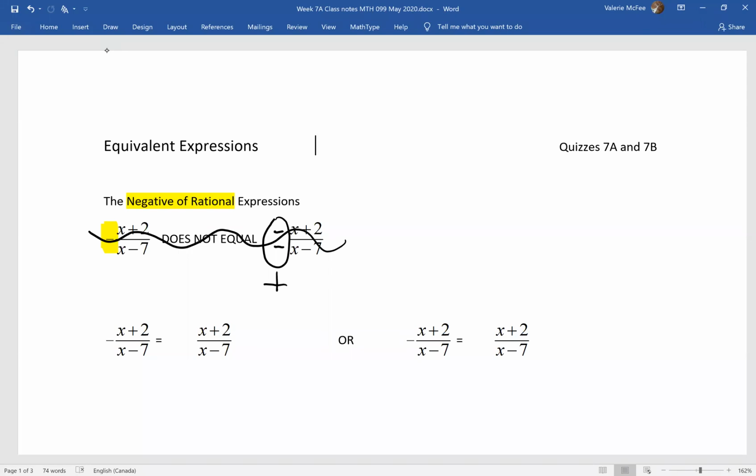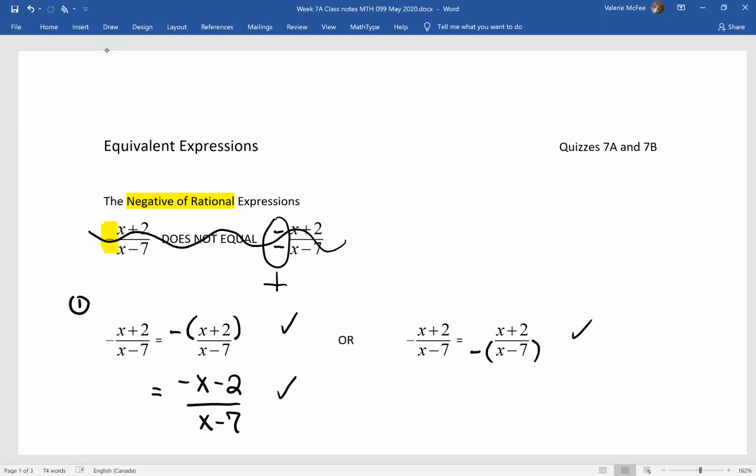There are two possibilities. The first is to say we have the negative of the numerator. The other possibility is to say we have the negative of the denominator. So here are two equivalent expressions. These are both equal to the negative of the entire expression. We can open the brackets. For the first one, that gives us negative x minus 2 all over x minus 7.